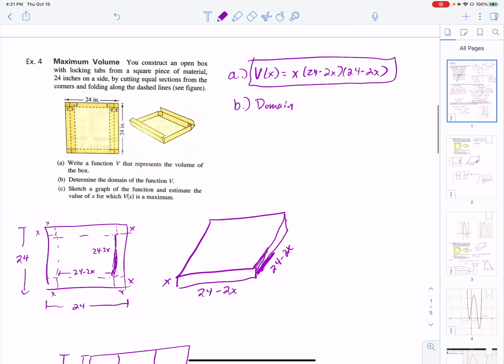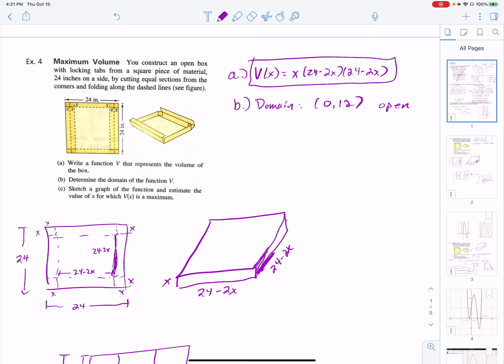So back up to this one, since your lengths on both sides are 24, your domain is 0 to 12. Not inclusive, they have to be open. You can't cut out 0 and make a box, and you can't cut out 12, because if you do that, then you'll cut the whole piece of paper in half, or box in half, and you won't be able to create the box and fold anything up. So that is the domain.